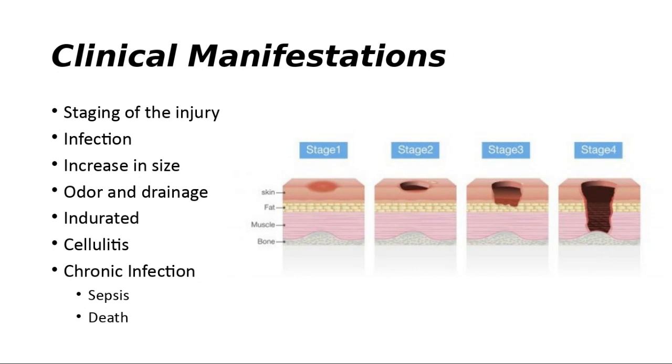And then somebody with chronic infection, right? They can get sepsis and death. That definitely will cause that. So a lot of our patients, especially our geriatric patients that have a lot of comorbidities, have a lot going on. They get these injuries and they go from stage 1 to stage 4 within days. Before you know it, they're not doing well and it's affecting their whole body system. Okay, so we want to prevent that.